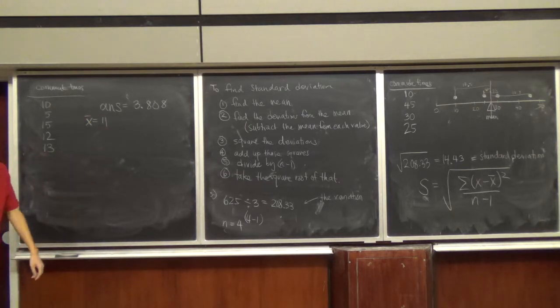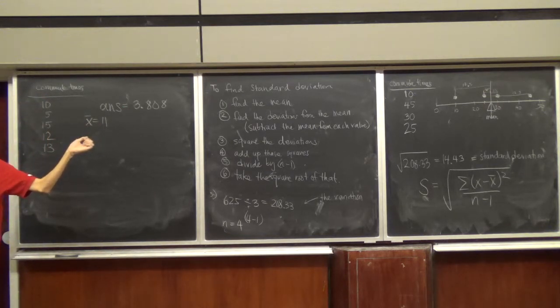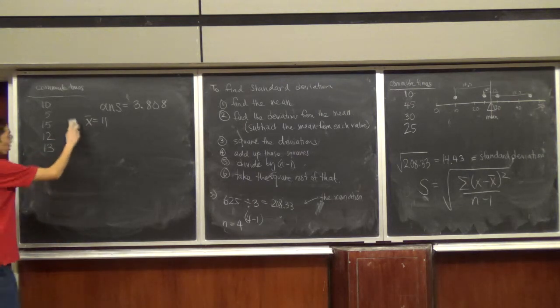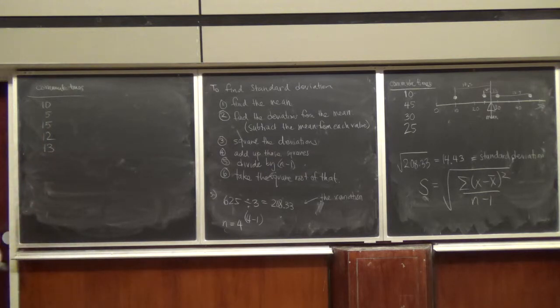So the mean is 11. Is that okay with everyone? Anyone have trouble getting the mean to be 11? Okay. Do not use the median. If you use the median, you use 12. That would give you the wrong answer. Perhaps by coincidence it might not, but you must use the mean.